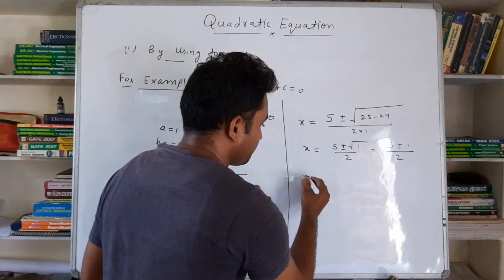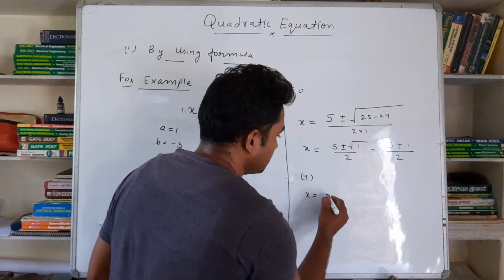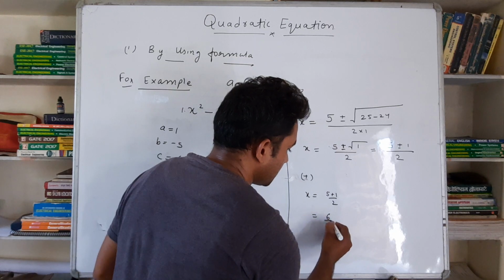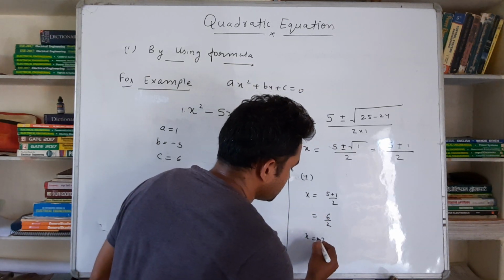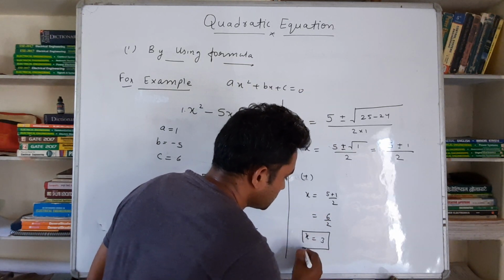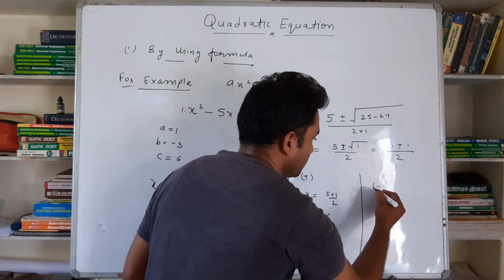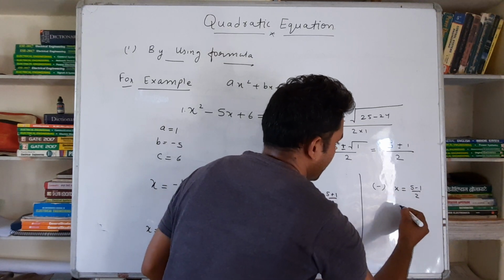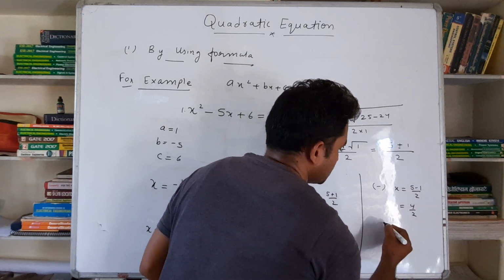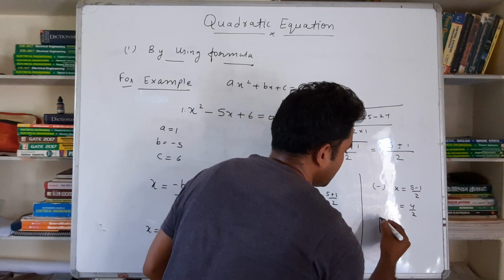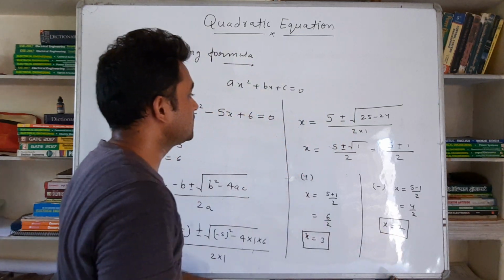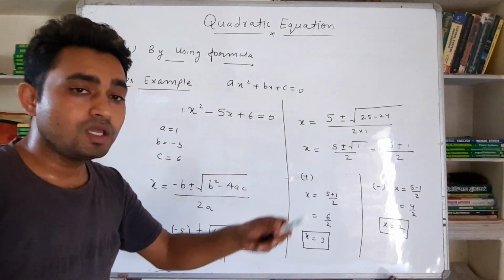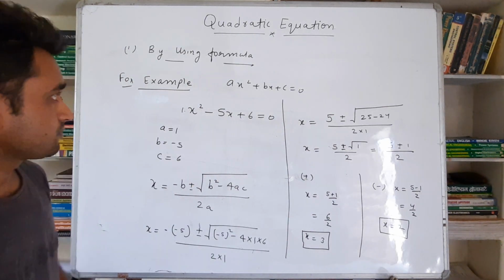So when we take the positive sign, then x equals 5 plus 1 upon 2. 5 plus 1 is 6 upon 2. So x equals 3 is one solution. When we take negative, x equals 5 minus 1 upon 2. 5 minus 1 means 4 upon 2. So x equals 2 is another solution or root of this quadratic equation. So by using the formula, we can easily find the roots of the quadratic equation.